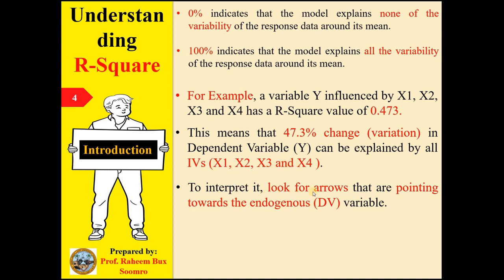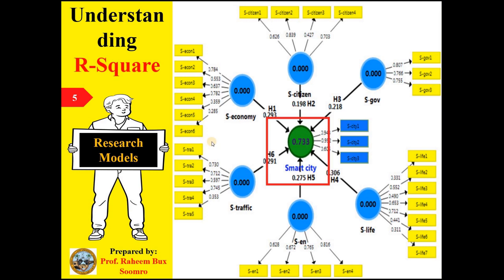To interpret, we have to look at the arrow, meaning the pointing of the arrow: where the arrow is coming from and where it is pointing. Where it is pointing is our dependent variable, and where it is coming from is an independent variable. Here you're looking at a model. Smart city is our dependent variable, and all these are our independent variables. Now the total variance shared by all independent variables is 0.73.